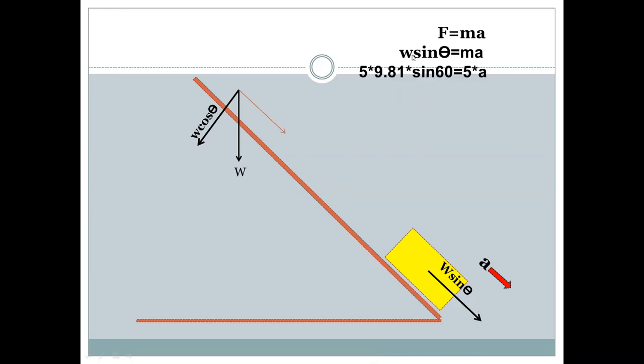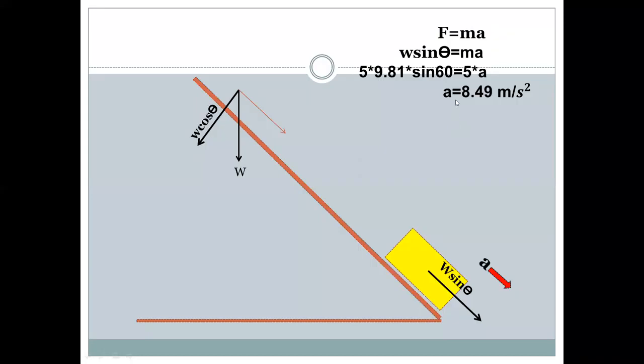For example, W is 5 kg, so 5 into 9.81 is the W force. Then the angle of inclination theta is 60 degrees. Mass is 5 kg. So we will get the acceleration value as 8.49 meters per second square.